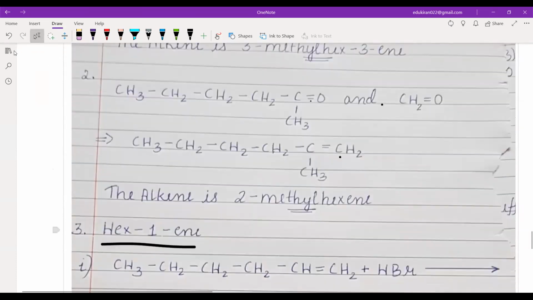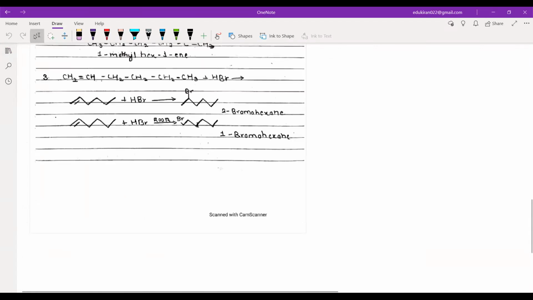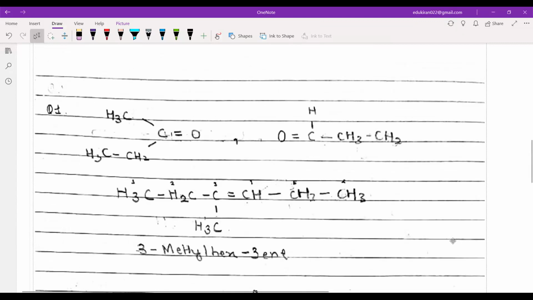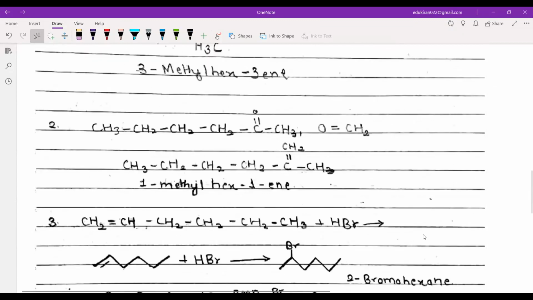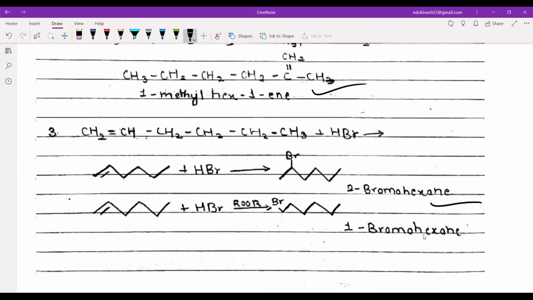Thank you. And who else has done the assignment? Khalil has done the assignment, preparation and properties of alkene. 1, 2, 3, 4, 5, 6, right? Yeah, that's correct. And let us see this one. Yeah, that would also work. In the presence of HBr, we'll have 2, and in the absence of peroxide, we will have, okay, fine, correct.